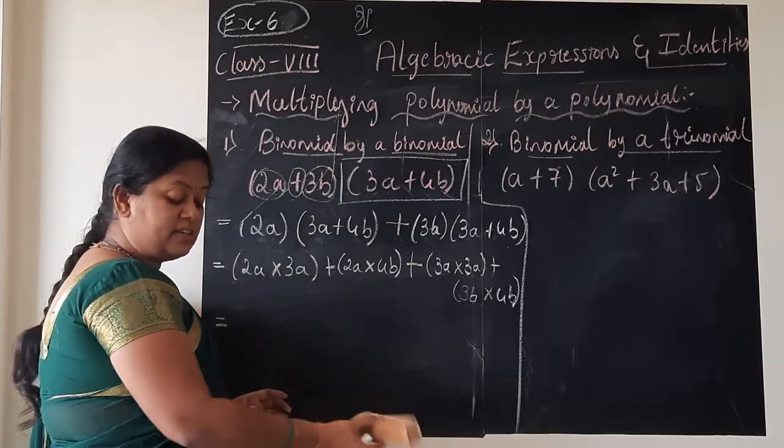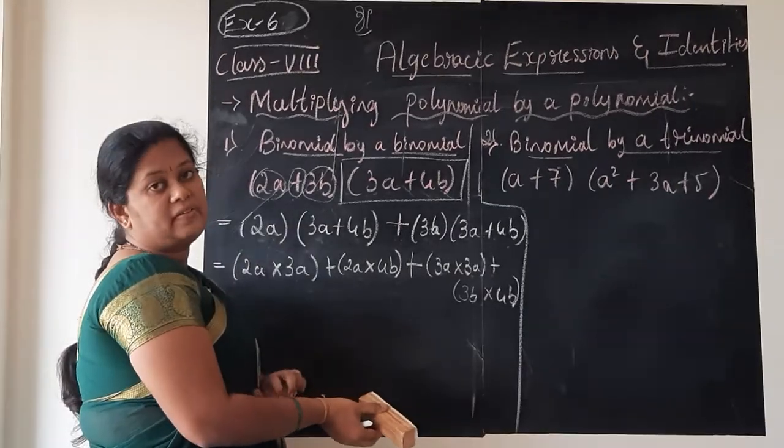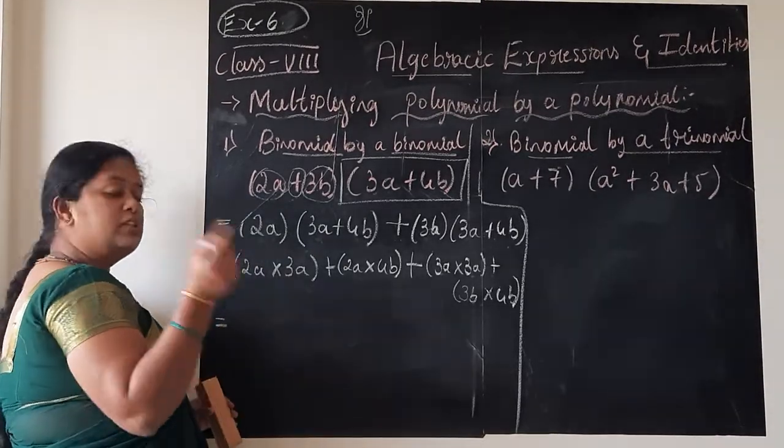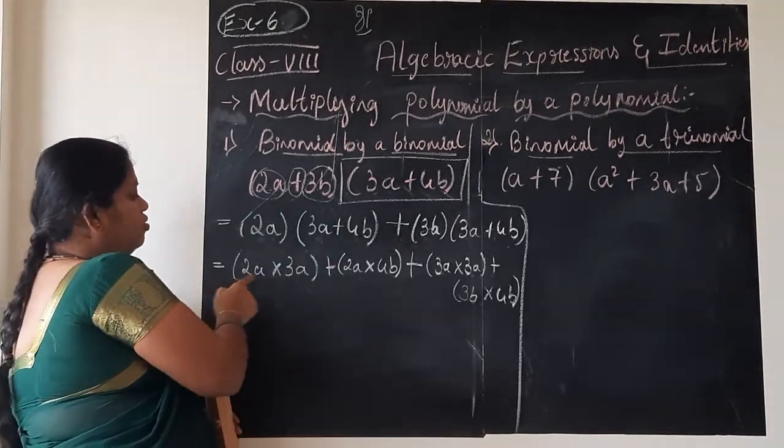You should add their powers usually. If the variables are different, no need to add their powers. Write them as it is without missing. That is important. Now 2 into 3.